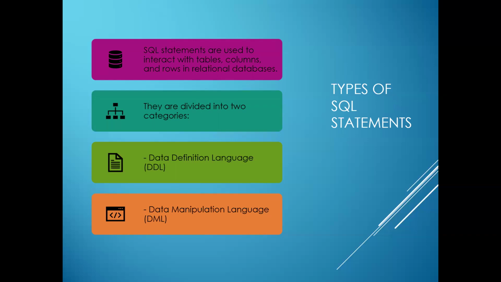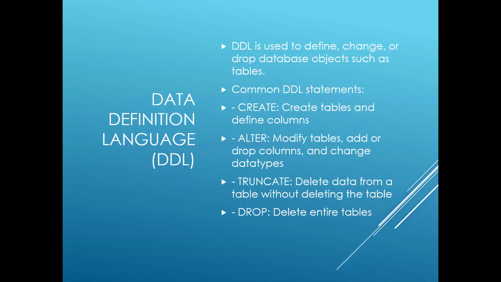So SQL statements are used to interact with tables, columns, and rows in a relational database. They are divided into two categories: data definition language and data manipulation language, DDL and DML. There are other types of statements, like data control language, and other things that we will learn later. But these are the main two types. Okay. So data definition language, DDL, is used to define, change, or drop database objects such as tables.